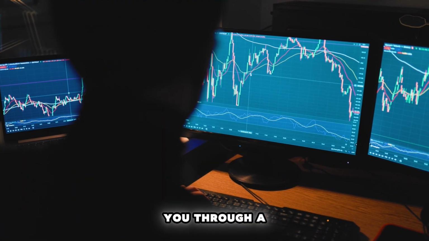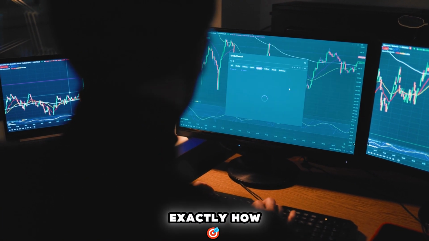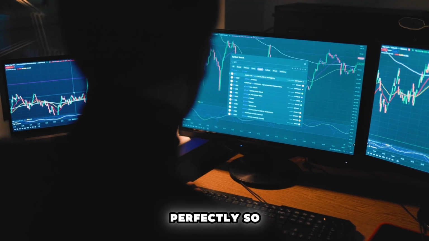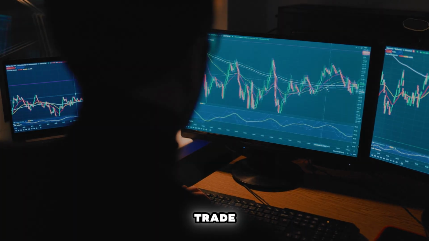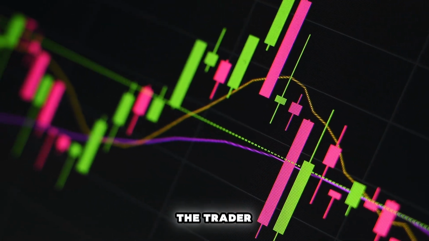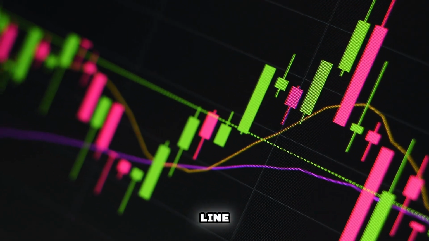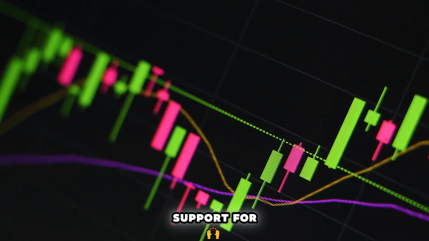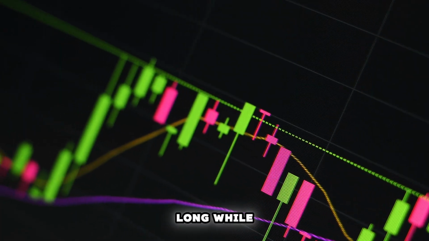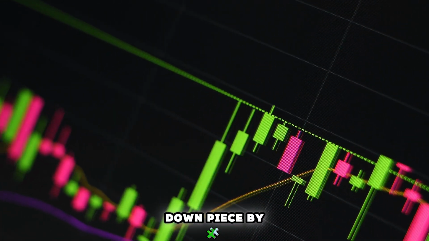Okay, theory is great and all, but let's see how this actually works in the real world. I'm going to walk you through a trade from the source material that shows exactly how all these pieces fit together perfectly. So the example is a short trade, and the setup was this. The trader spotted a major upward trend line, one that had been acting as solid support for the price for a good long while.